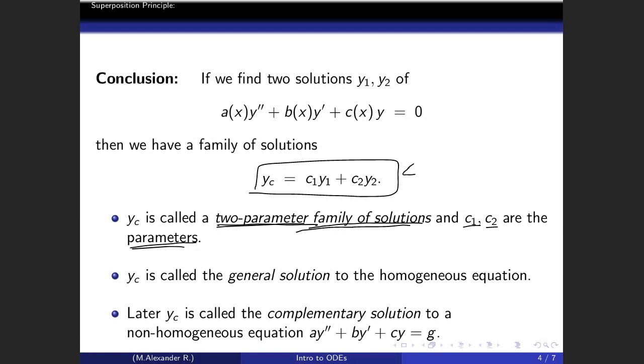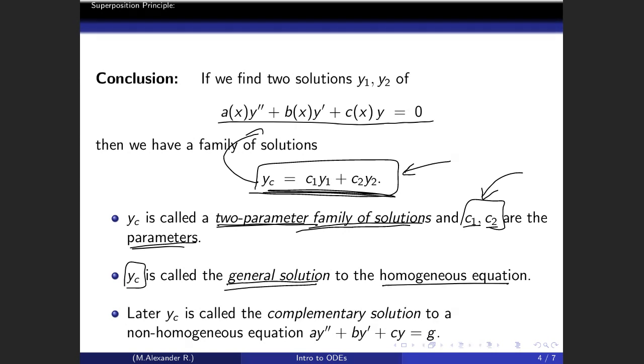So we don't have just one function here, we have infinitely many functions because we're free to choose whatever values we want for c1 and c2, and this function does satisfy the differential equation. All right, so a little bit more terminology. The same function is also called the general solution to the homogeneous equation.